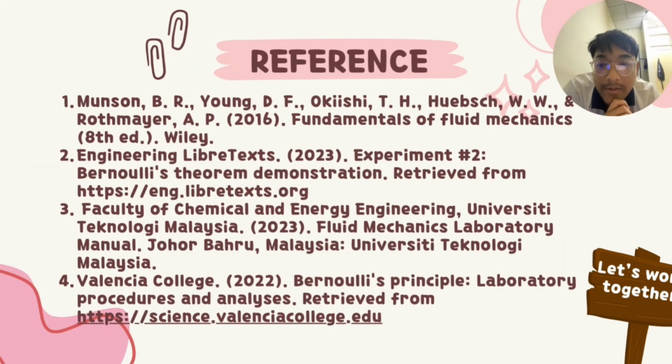And next is the reference. We have 4 references. We have Munson, Young, Fundamentals of Fluid Mechanics. Second is Engineering Lab Text, Experiment 2, Bernoulli Theorem Demonstration. And third is the lab manual itself, Faculty of Chemical Engineering, Fluid Mechanics Laboratory Manual. And fourth is Valencia College, Bernoulli Principle Laboratory Procedures and Analysis.